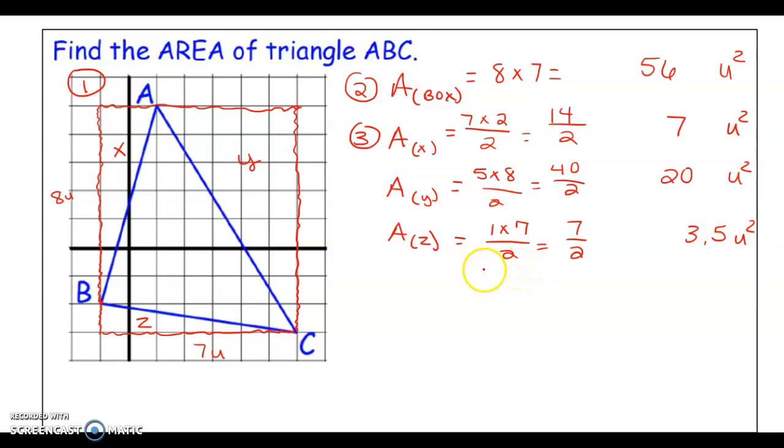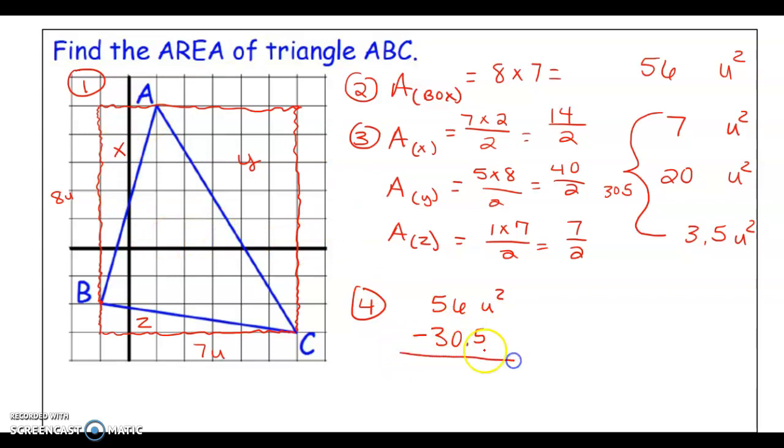Okay, so I've calculated all of these together. Step 4 is to take my box area of 56 units squared, and then I'm going to subtract all of these, which is 27, 28, 29, 30, 30.5. Subtract them away from the whole box, and what I'm left with when I complete the subtraction, this equals the area of triangle ABC, my original triangle.